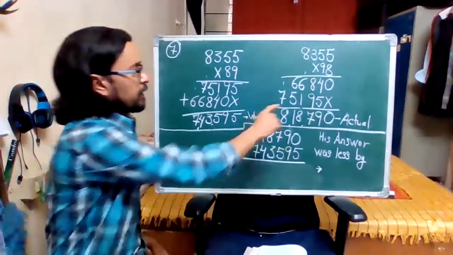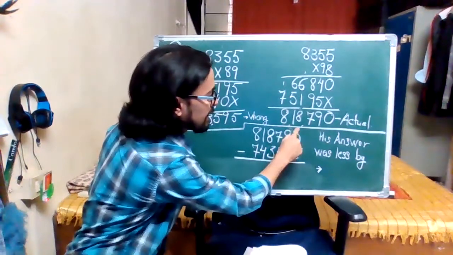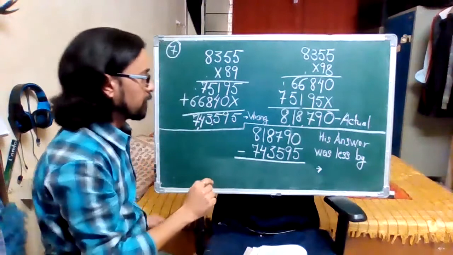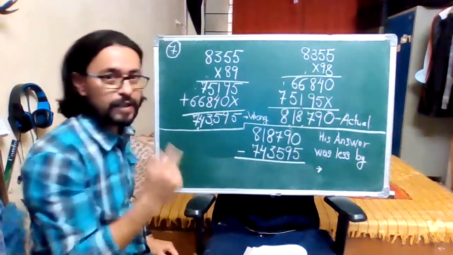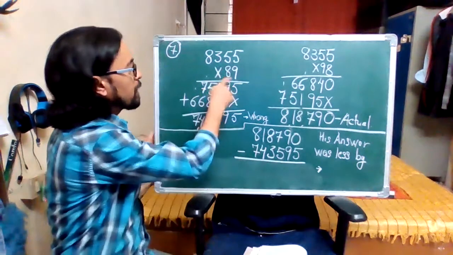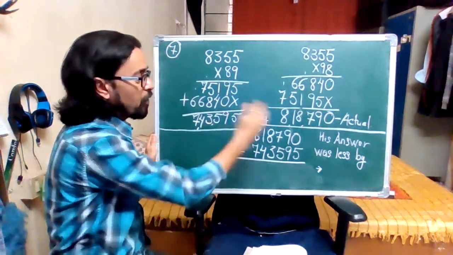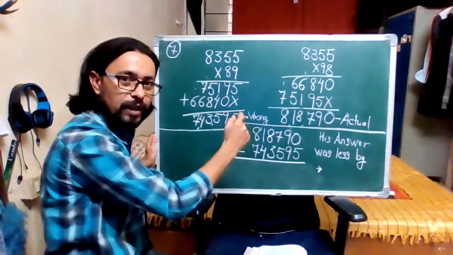So the actual answer that he should have got was 8,18,790. That is the actual answer that he's supposed to have got if he had multiplied by the correct number that he had to multiply by, that was 98. But he actually multiplied by 89 and he got the wrong answer. So I have to find out how much his wrong answer is less than the actual answer.